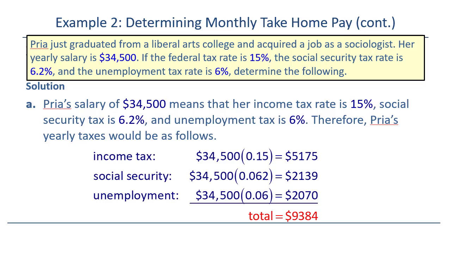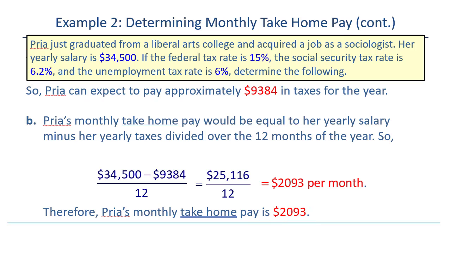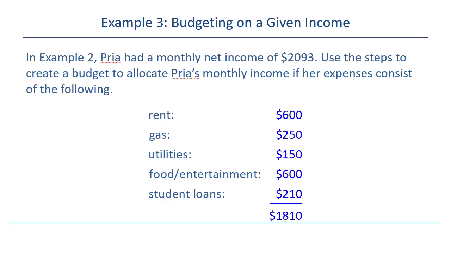But in any case, there's the total tax liability, and if we take that amount and subtract it from her gross salary of $34,500, then take that remaining amount and divide it by 12, you can see that she should expect to take home a little more than $2,000 a month as her monthly salary. And then based on that, you could start figuring out a budget.